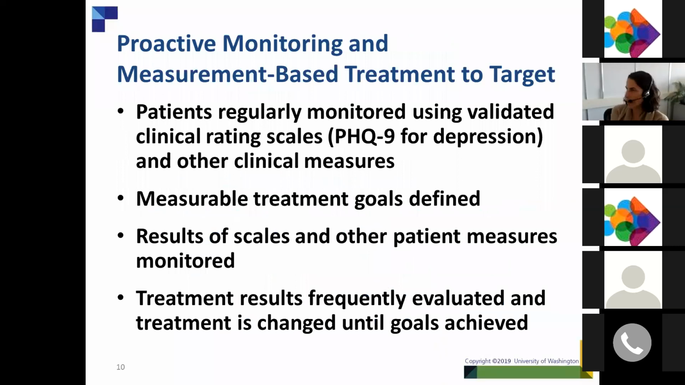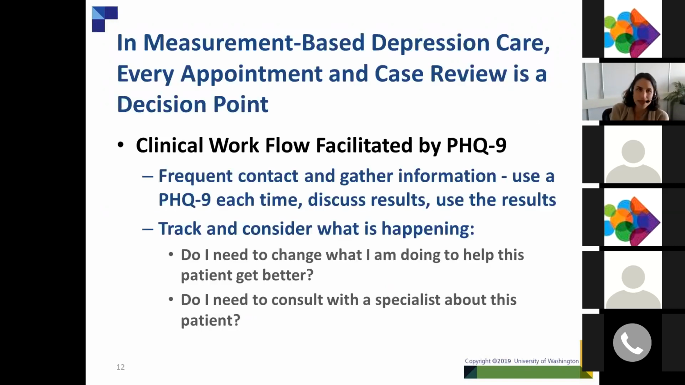All right. So when we're talking about measurement-based treatment to target, we're really looking at having you use something like a PHQ to see how that patient is doing. It can help define your treatment goals. It can help you determine how often you should be contacting that patient, and when you should reach out to that patient. Is it a patient that needs to be reviewed by the psychiatric consultant that you're working with? So really think about it as a tool to help facilitate clinical workflow. Do I need to change my treatment? Is something not working? Do I need to consult with a specialist about this patient?